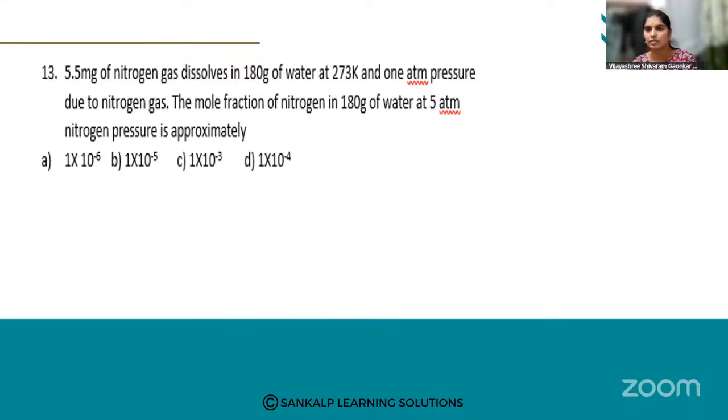What is the question? 5.5 mg of nitrogen gas dissolved in 180 gram of water at 273 Kelvin and 1 atm pressure due to nitrogen gas. The mole fraction of nitrogen in 180 gram of water at 5 atm nitrogen pressure is approximately... we have to find out the approximate value, children.